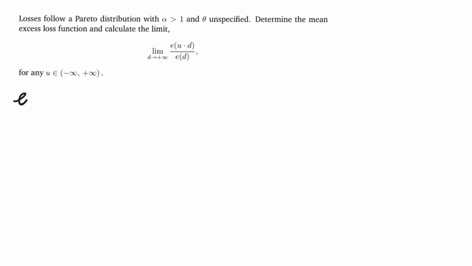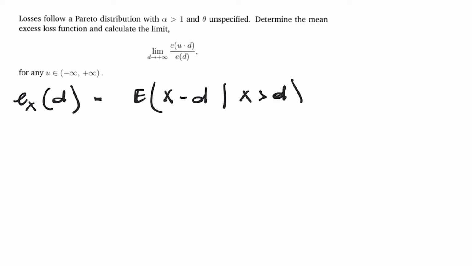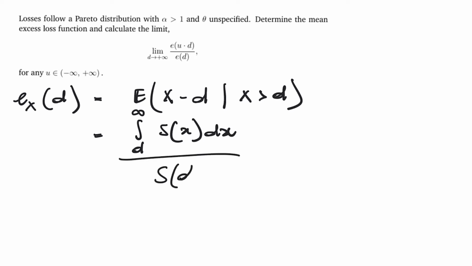Now the mean excess loss function of a random variable X is defined as the expected value of X minus d, conditioned on the fact that X is strictly larger than d. Now in the book we also saw that we can write this mean excess loss function in function of the survival function of a random variable, namely the mean excess loss function is equal to the integral from d to infinity of our survival function divided by our survival function evaluated in the point d.